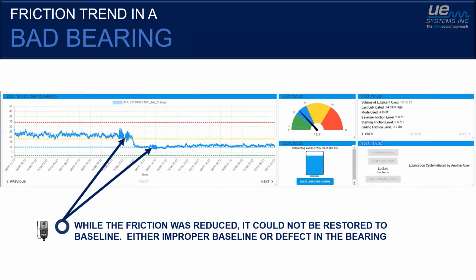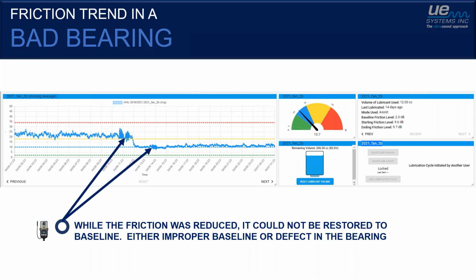So this is another example. As you can see here, the bearing was lubricated. In fact, we used 12 cc's, and it dropped that friction, but only down to the needs lubrication level. So what can happen in a bearing? The use cases I've shown you, with the exception of that very noisy one, are all ideal situations where we were able to get that friction down to that ideal mark.